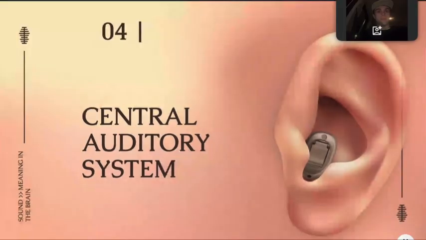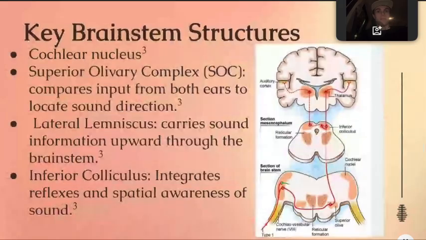Inside the brainstem, the sound signal passes through several key centers. The superior olivary complex compares both ears' input to determine sound location. Then, the lateral lemniscus carries that information upward to the inferior colliculus, which helps coordinate reflexes and spatial awareness of sound.